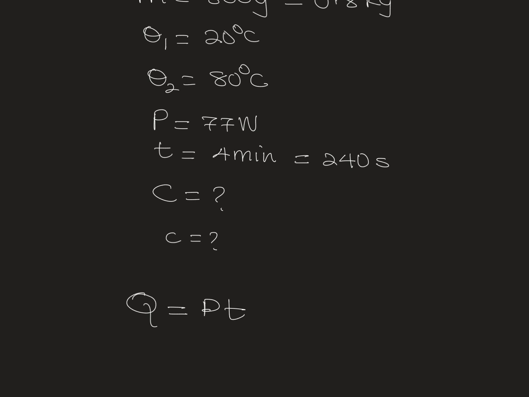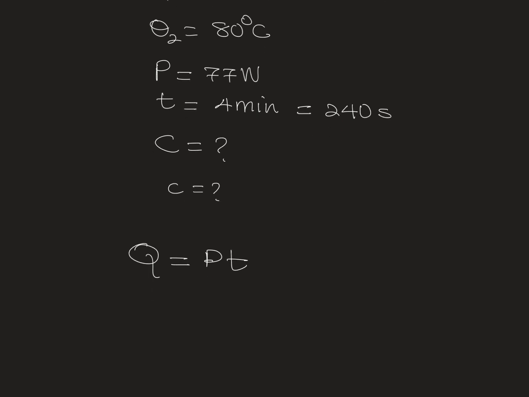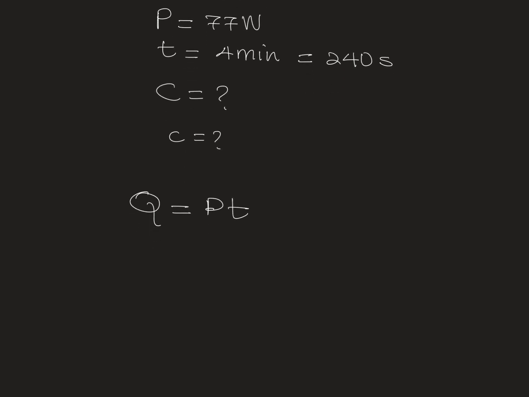Let's first try to find the quantity of heat, then we can be able to solve for heat capacity and the specific heat capacity. So using Q is equal to PT, that is the power times the time. The power given in the question is 77 watts. Multiply it by the time, which is 240 seconds.